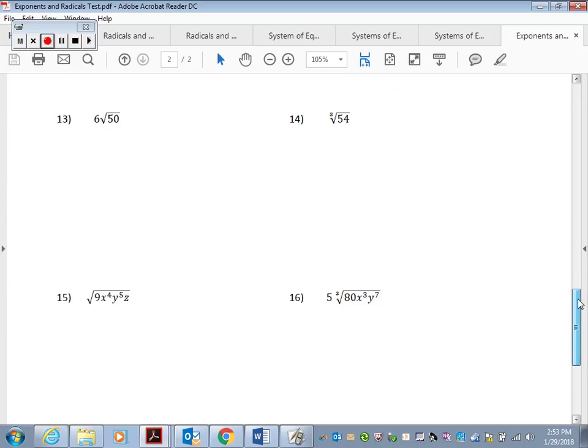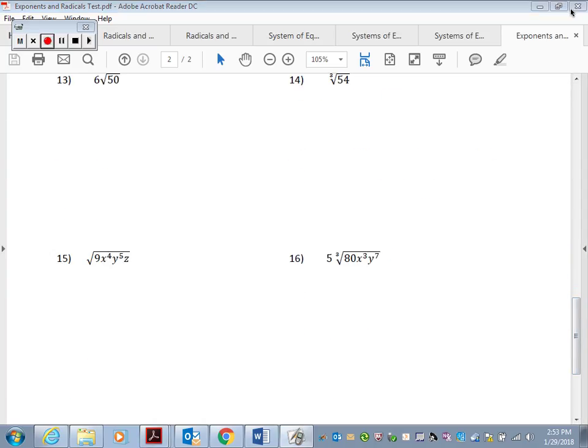Number 13. 6 times the square root. I've got to break down 50 and I'm looking for pairs. 10 times 5. No pair, so I continue. 10 breaks down into 5 times 2. And 5 was prime. I have a pair of 5s, so I move one of them outside. That 6 turns into a 30. The other 5 goes away, so all I'm left with is a 2. Can't break that down. No pairs left, so I'm done.